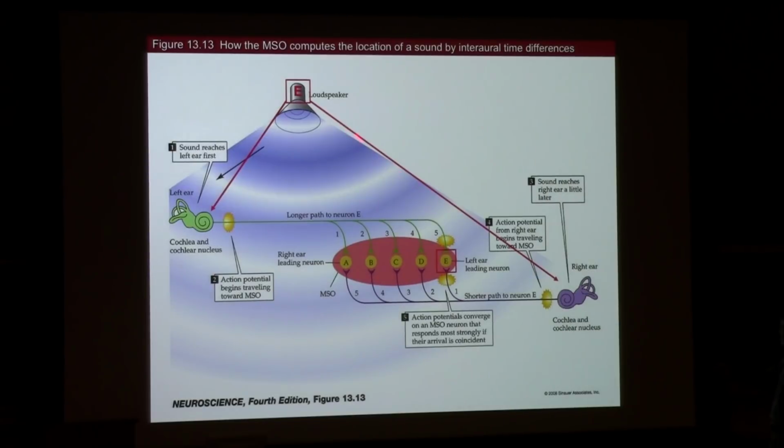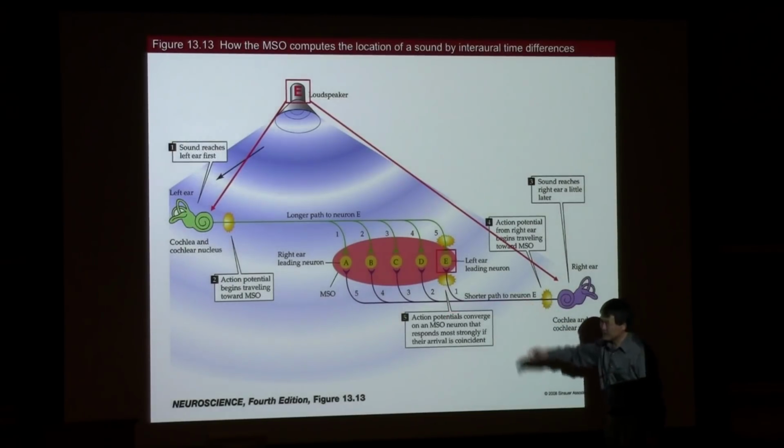It takes a little longer, a little bit later, to travel to the right ear. Suppose this is the tone. It comes to the left ear, and with everything we've discussed so far, it will generate an action potential running through here, and this will generate an action potential running through here. This Thursday and Friday, we're going to talk about conduction velocity. That's everything applied to this propagation.